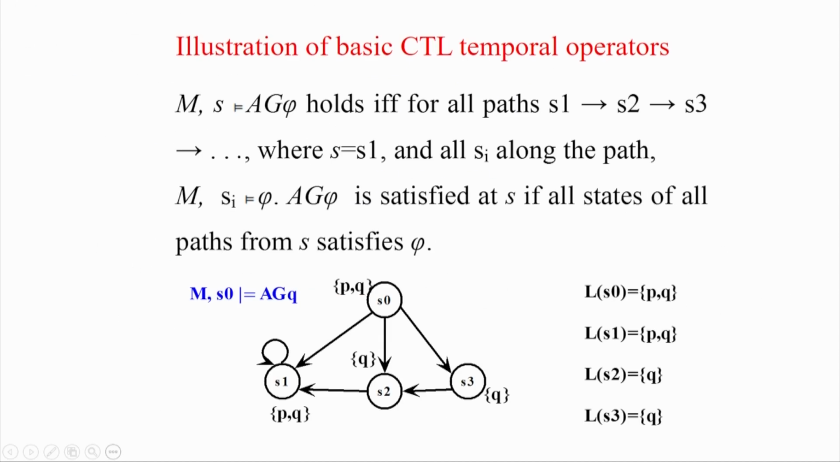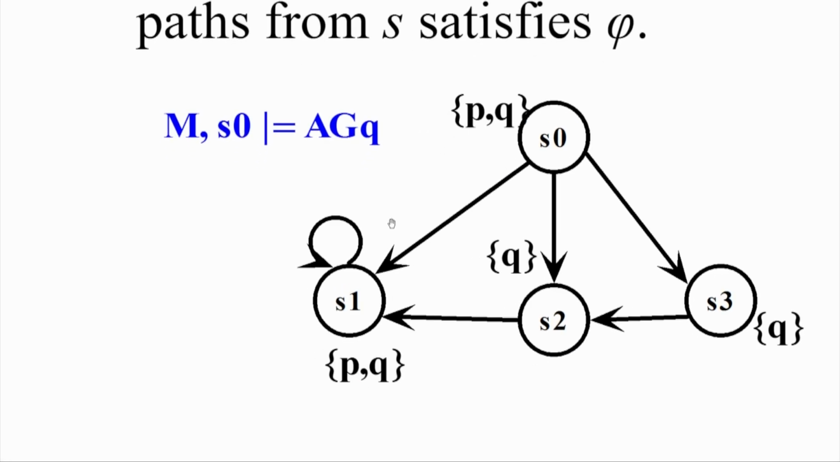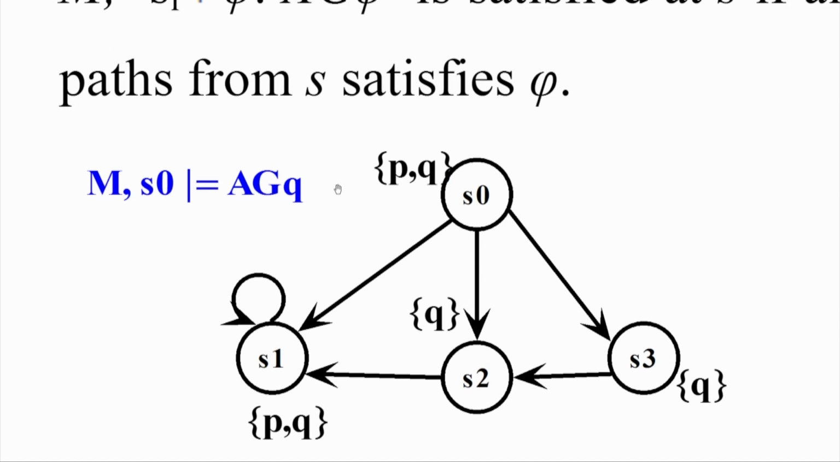Next one, what is it saying? It is saying that from S0, globally Q. That means from S0, if I take any path, in all these states Q has to be true. So if you take a path from here, you go over here, you keep on looping. Q is true over here, Q is true over here, it is fine. I take another path from here, Q is true, and from Q again I can loop over here. If I take another path this way, everywhere Q is true.